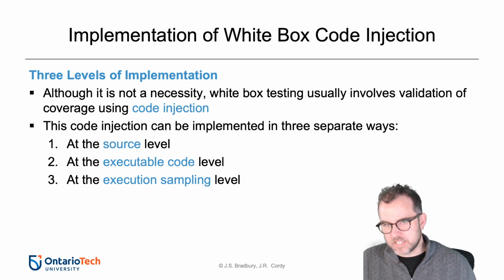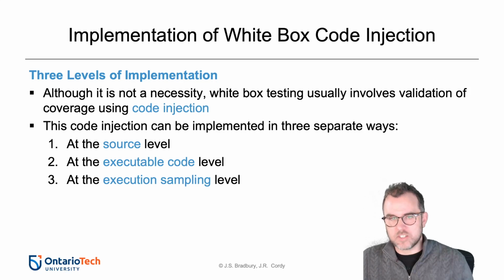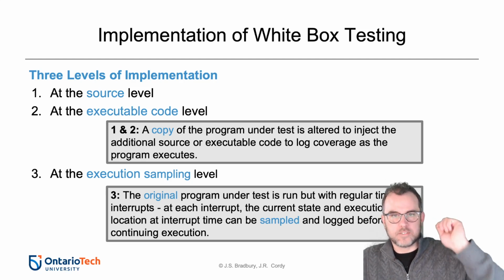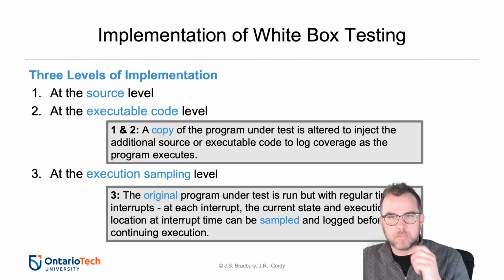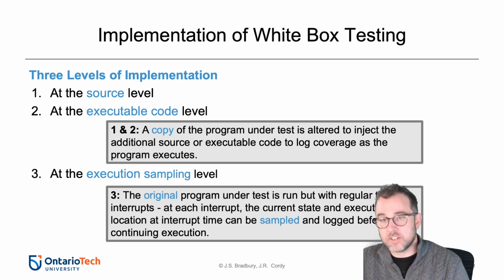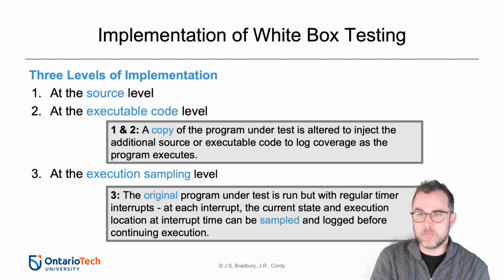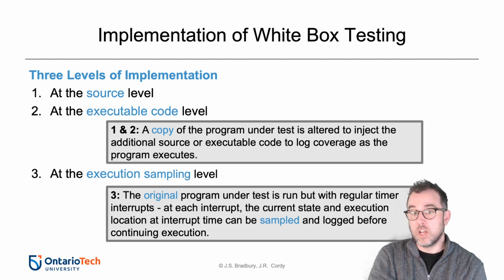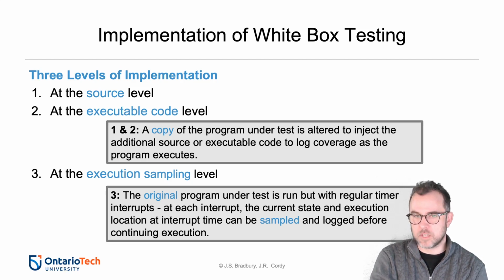And execution sampling is when we actually do the insertion while the code is running. I'll talk about that in a second. So at the source level or executable level, what we're doing is taking a copy of the program under test and altering it to inject additional source or executable code to log information such as coverage information. So we would be making a copy of either the C++ source code or the assembly code to do that. In Java, we would most likely be talking about the Java source code or the Java bytecode, because Java is an interpreted language. Bytecode is what we interpret. So that example would be to do the instrumentation at the bytecode level.